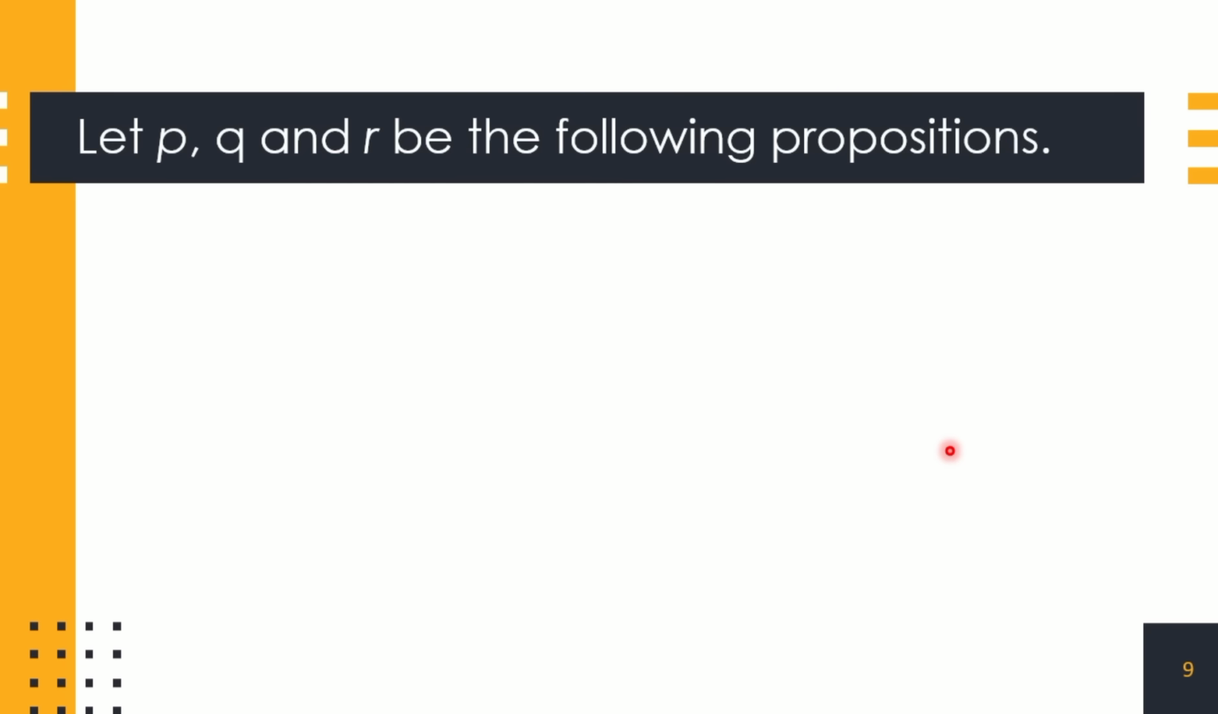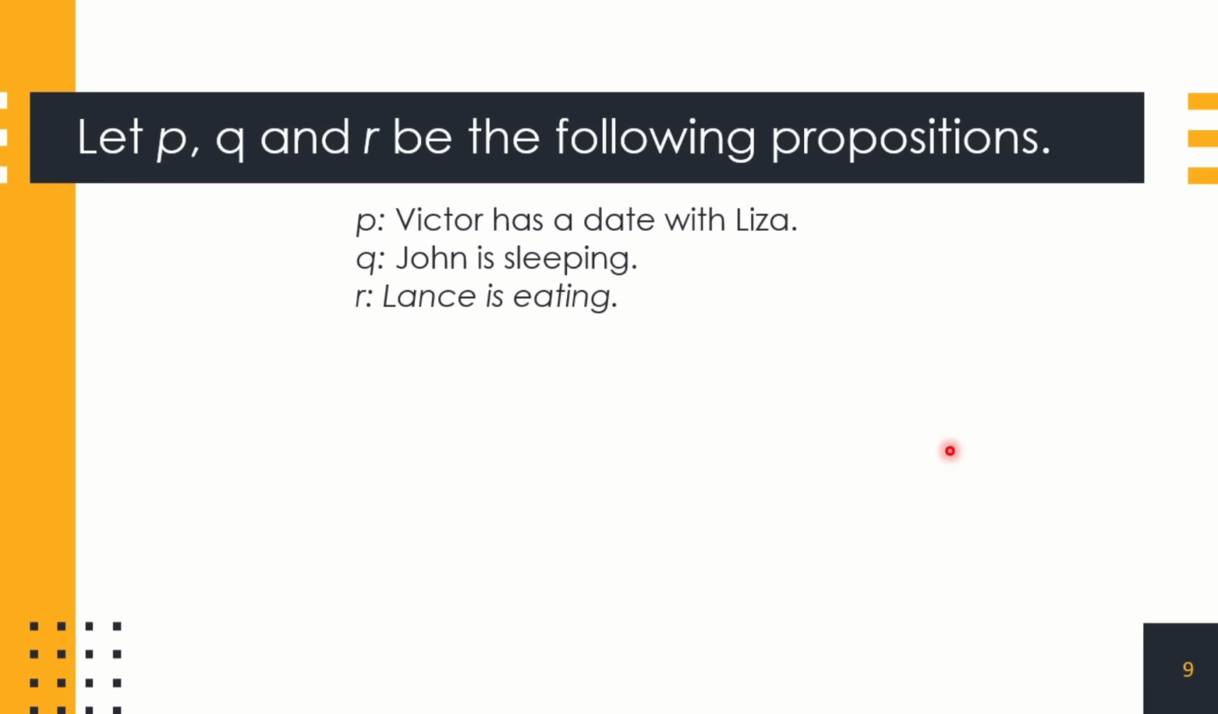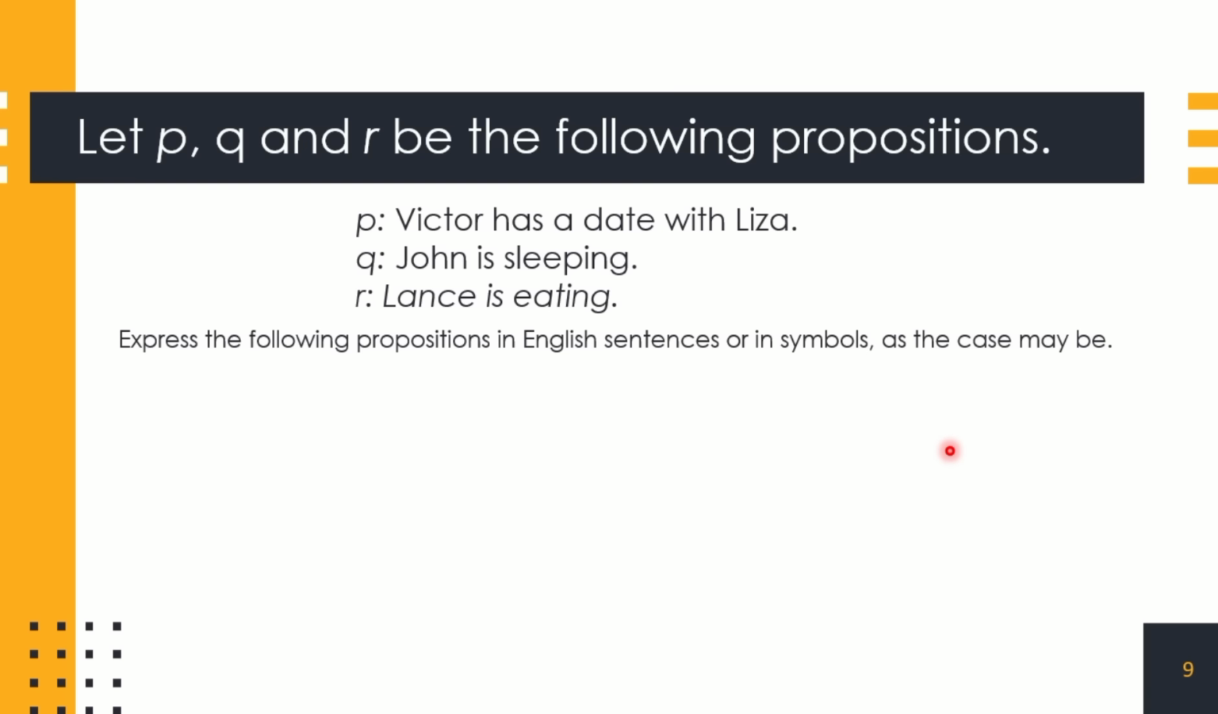Let P, Q, and R be the following proposition. So, proposition P, Victor has a date with Liza. Q, John is sleeping. And proposition R, Lance is eating. So, express the following proposition in English sentences or in symbols as the case may be. So, for letter A, anong symbol to? That is or. Alright? P or Q. Ito naman, Q or not R. Okay, Q or not R. So, may negation tayo.